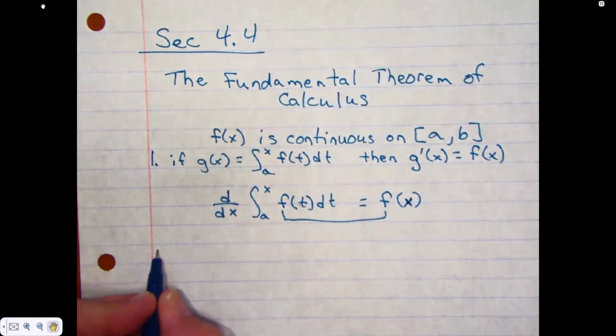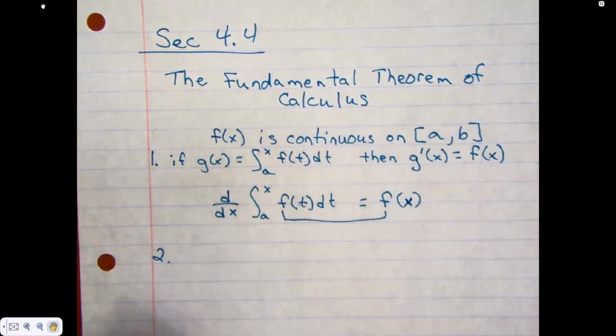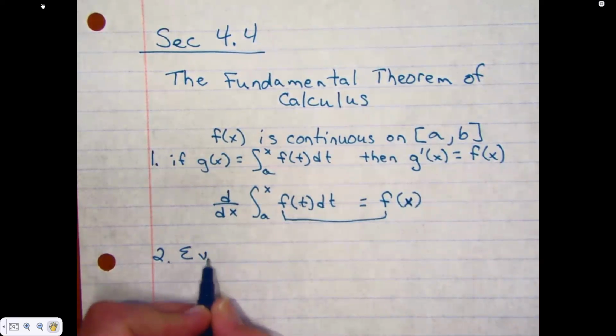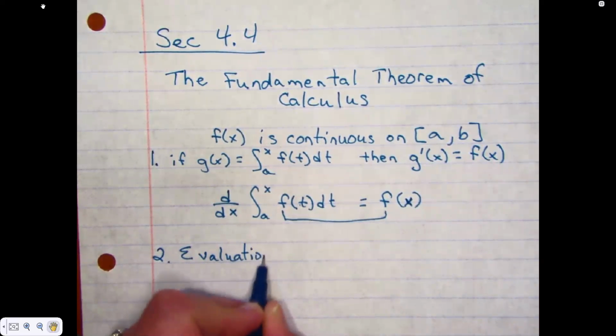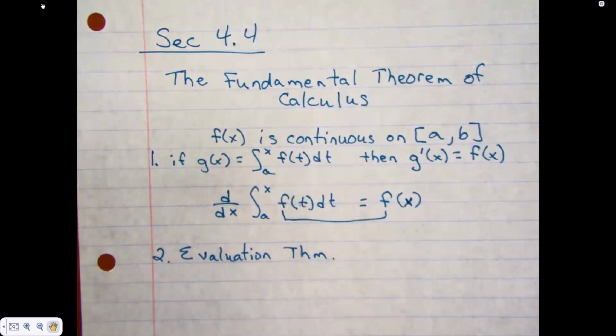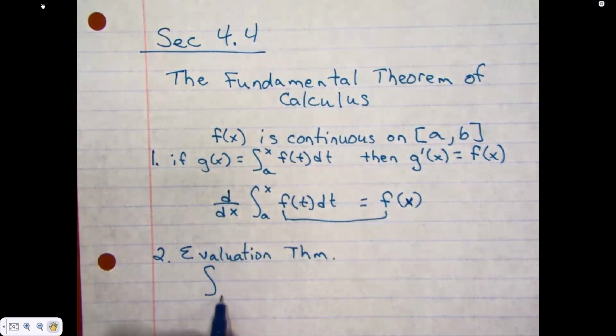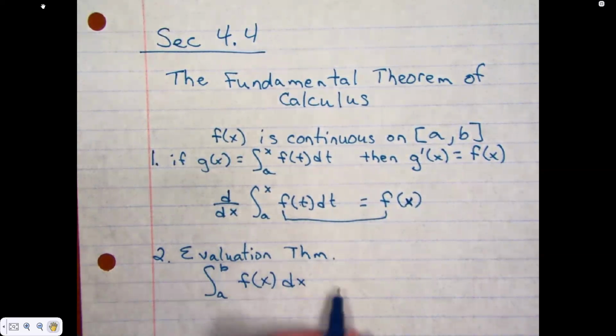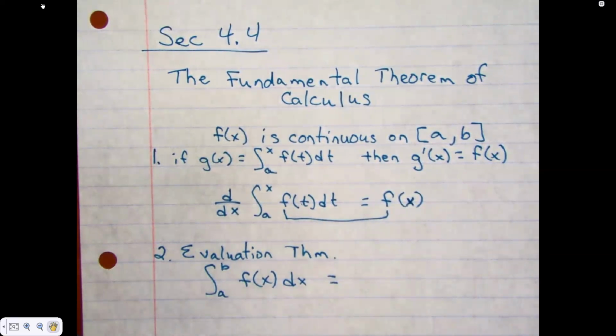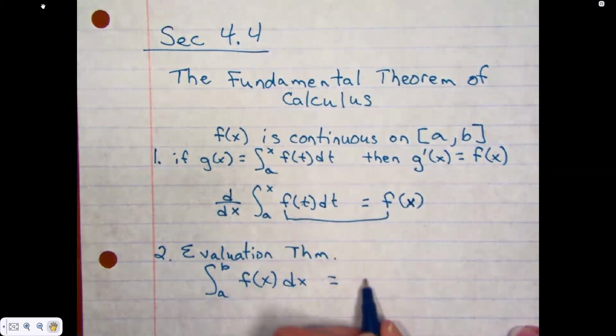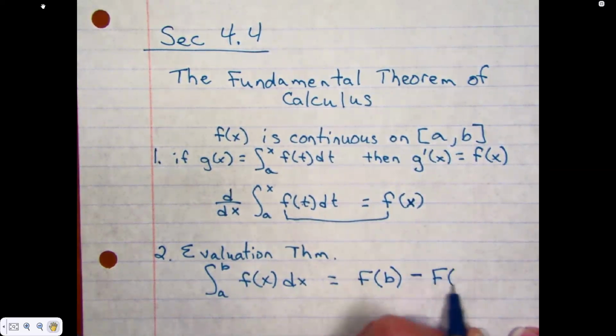The second part of the fundamental theorem of calculus is called the evaluation theorem. We'll just abbreviate it. And that's the one we've been using. If we have an integral from a to b of f of x dx, how do we come up with the answer? We take the antiderivative. This one is going to be capital F, and remember you plug in b first, minus capital F of a.